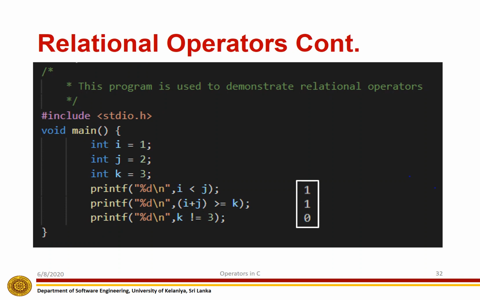So here you can see the program for the previous slide example, the same expressions, and I have given the output within the white border box. This is the way to program relational operators in C.